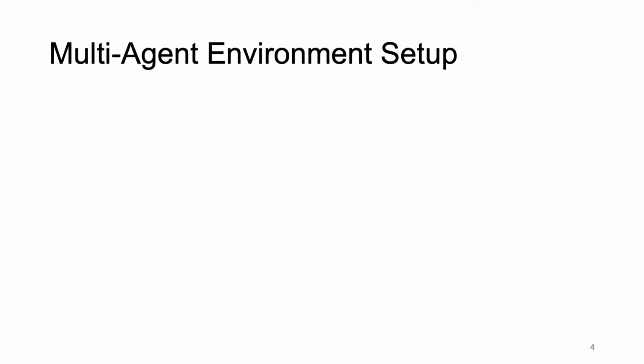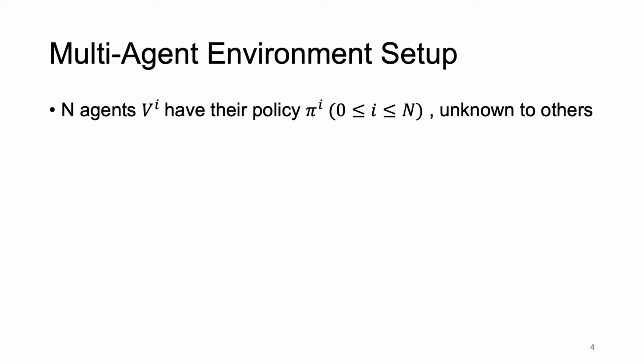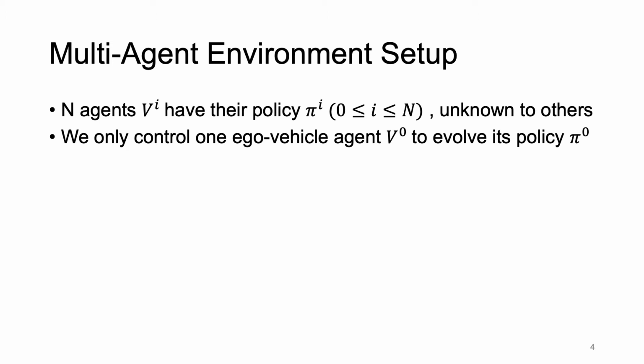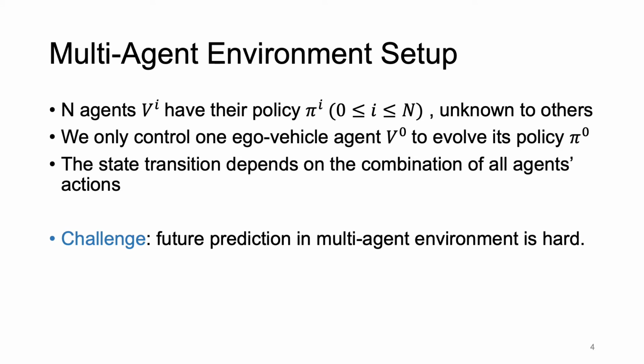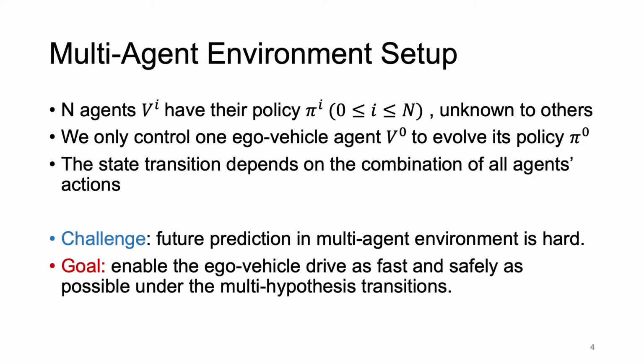Let's first describe the multi-agent environment setup. We assume there are n agents in the environment. Each of them has one policy, which is unknown to others. We only control the ego vehicle to react in the environment, while the state transition depends on the combination of all agents' actions. The major challenge here is that the combination of agents' actions is uncertain, leading to different possible future states, and predicting the future status of other vehicles is challenging. In this work, our goal is to enable the ego vehicle to drive as fast and safely as possible under such a multi-hypothesis transition in the multi-agent environment.